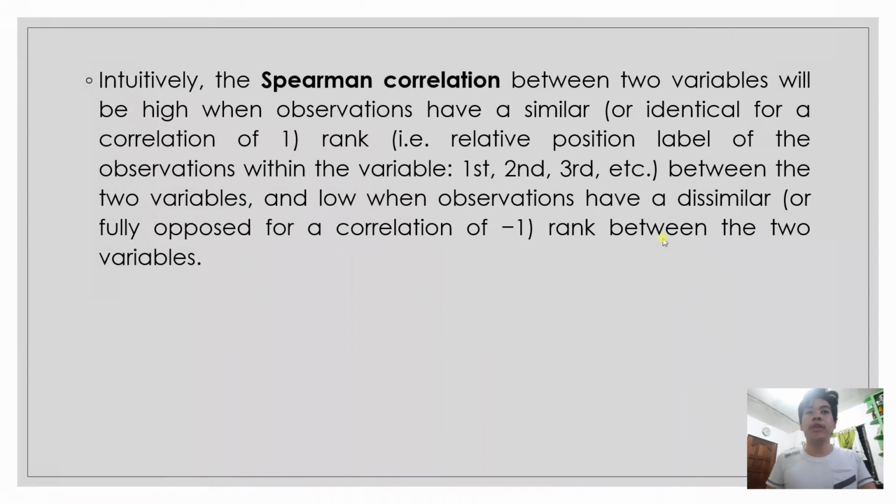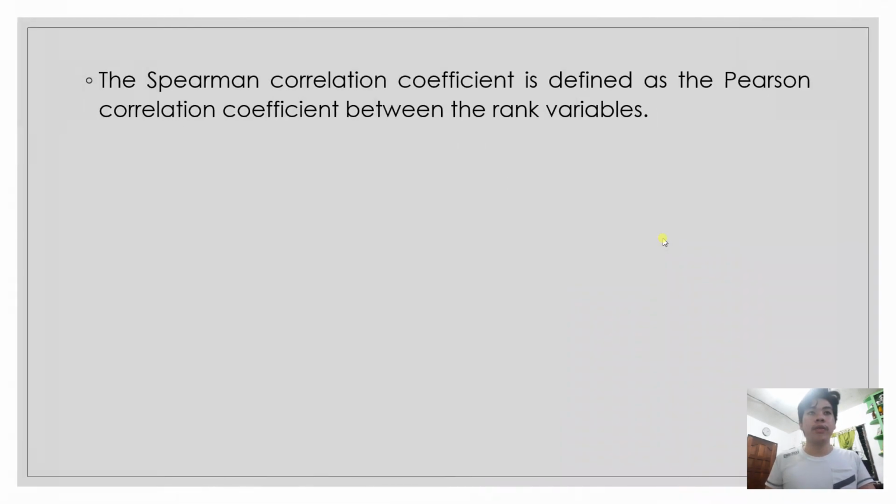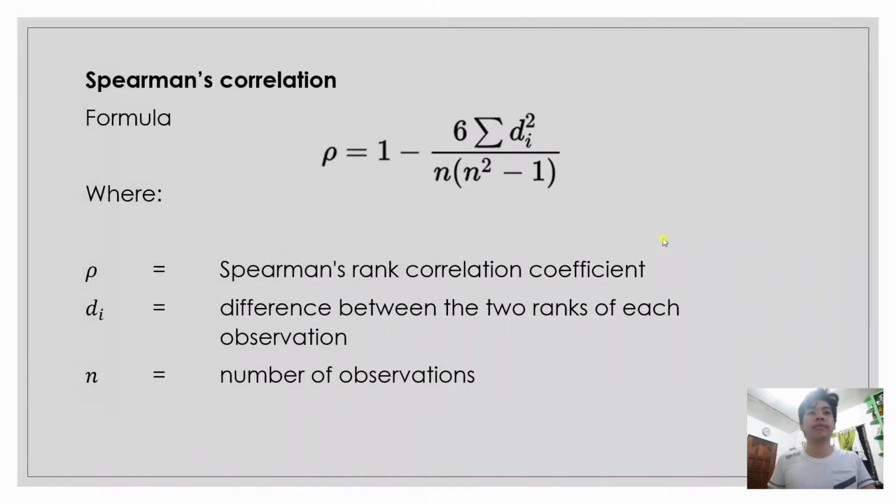Intuitively, the Spearman correlation between two variables will be high when observations have a similar or identical rank, for a correlation of 1. Rank, for example, is the relative position label of the observations within the variable: first, second, third, and so on. It will be low when observations have a dissimilar or fully opposed rank between the two variables, for a correlation of -1. The Spearman correlation coefficient is defined as the Pearson correlation coefficient between the rank variables.